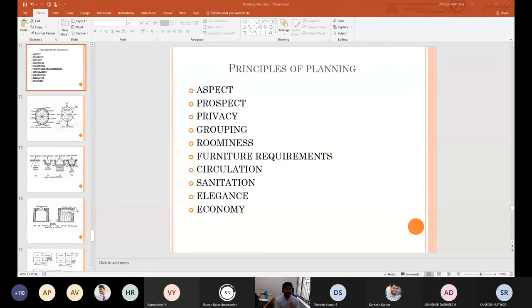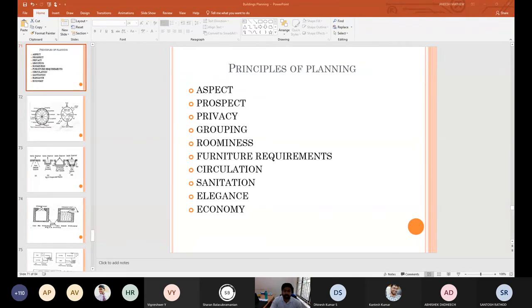Normally, in any building, there are two types of movements. One is horizontal movement, one is vertical movement. You can move like this, you can move like this. That is called circulation. There are two types of circulation: horizontal circulation and vertical circulation. Horizontal circulation means the movement on the same floor, such as from room to room or within the same room.